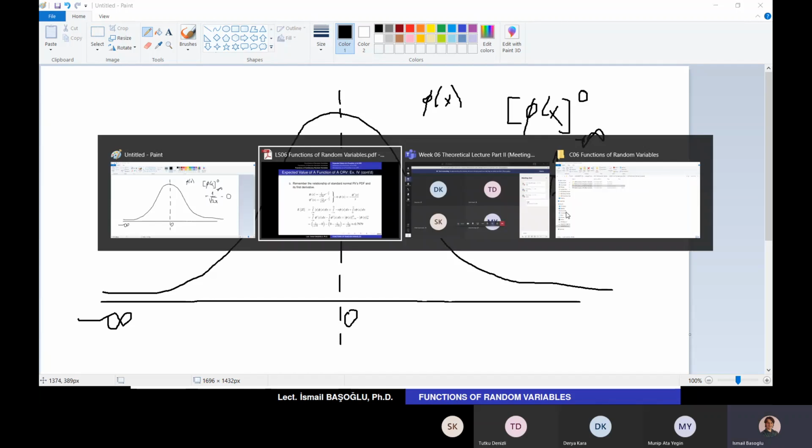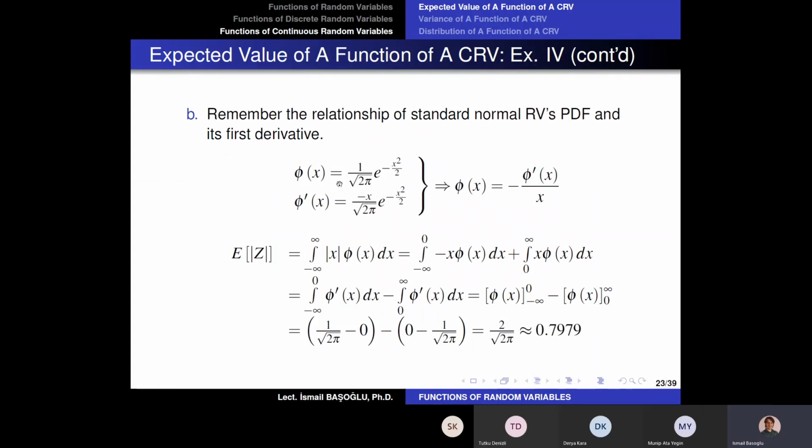Okay? Why? Because my function is equal to 1 over square root of 2 pi e to the power minus x squared over 2. And if x is equal to 0, e to the power 0 is 1. So the result is 1 over square root of 2 pi minus 0. And for the second integral, the result is 0 minus 1 over square root of 2 pi. And when you subtract minus 1 over square root of 2 pi from 1 over square root of 2 pi, you get 2 over square root of 2 pi.